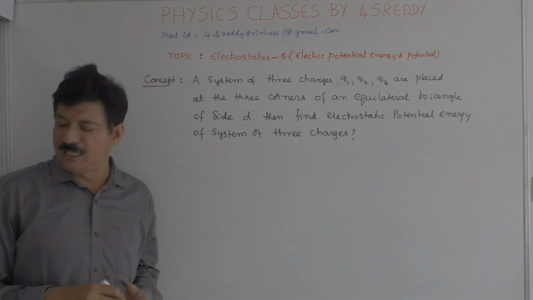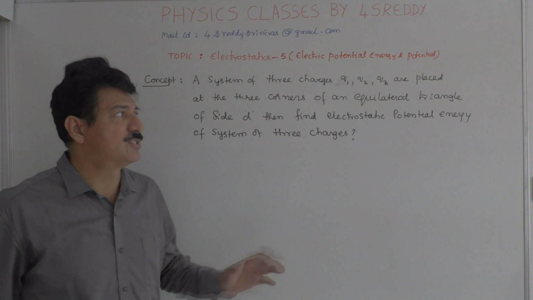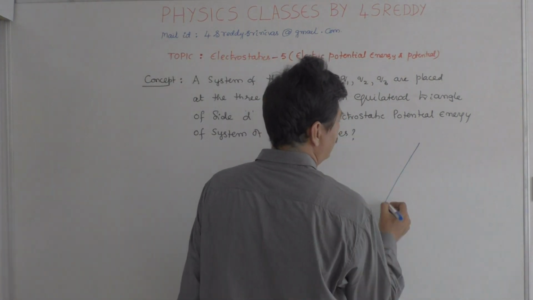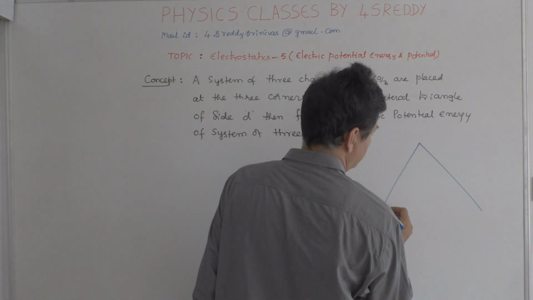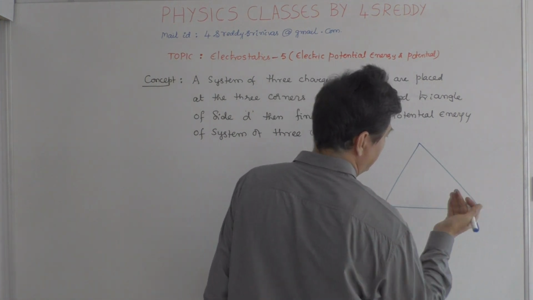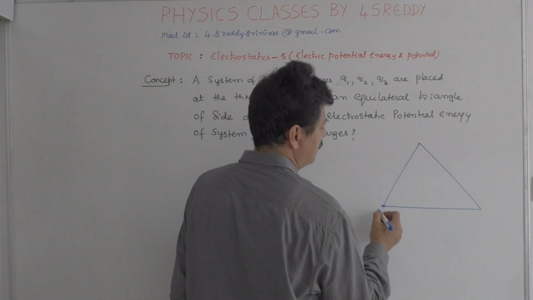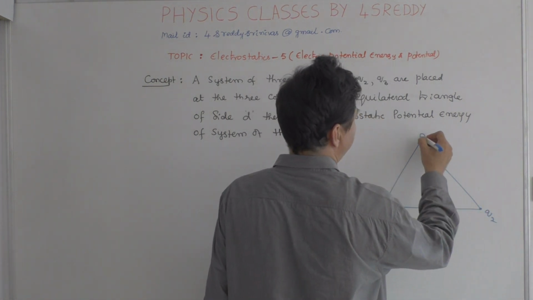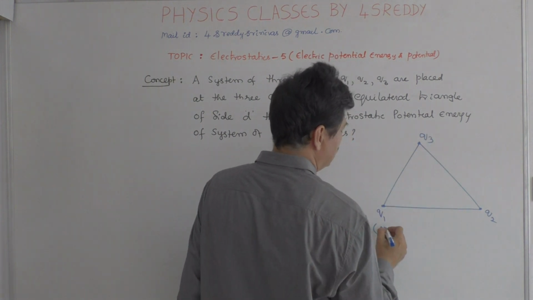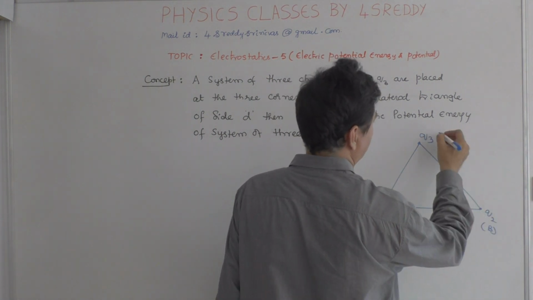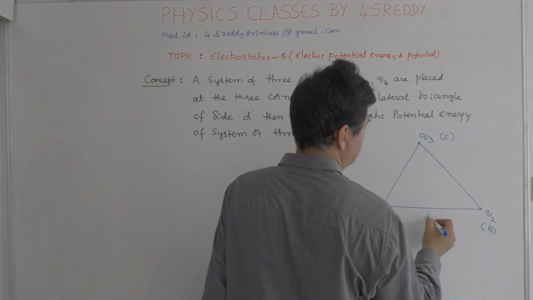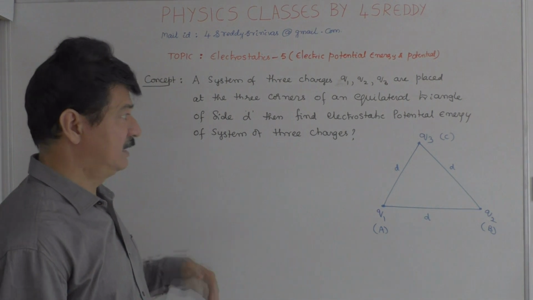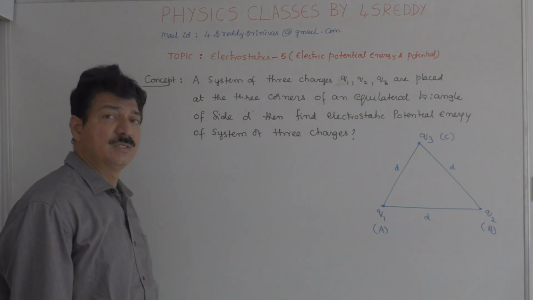Suppose a system of three charges Q1, Q2, Q3 are placed at the three corners of an equilateral triangle of side D, let us say. Here this is Q1, here is Q2, here is Q3, and these are points A, B, C. The separation distances are the same. Then what is the electrostatic potential energy of the system of three charges?